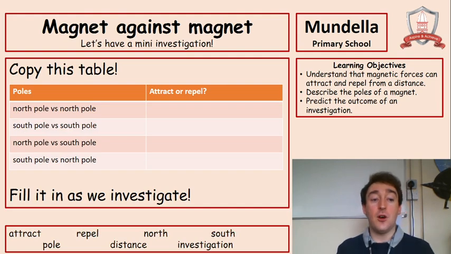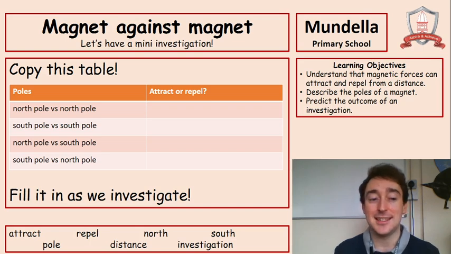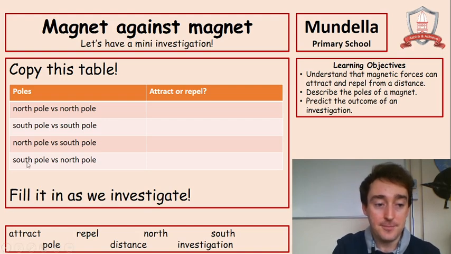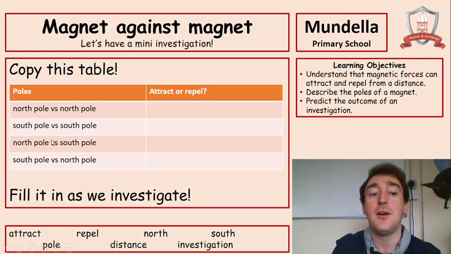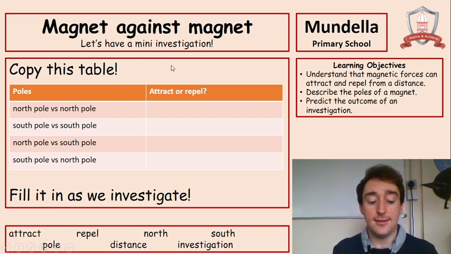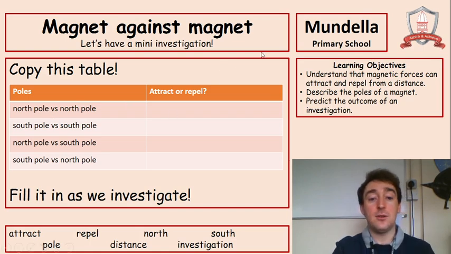Right, I want you to copy the table, and we're going to do this mini investigation together. So in your books, write down poles at the top, and then under that, write down these different matches that we're going to have between the North Pole and the South Pole of each magnet. And then next to it, I want you to write down whether they attract or repel. Okay? So let's go with the first one.